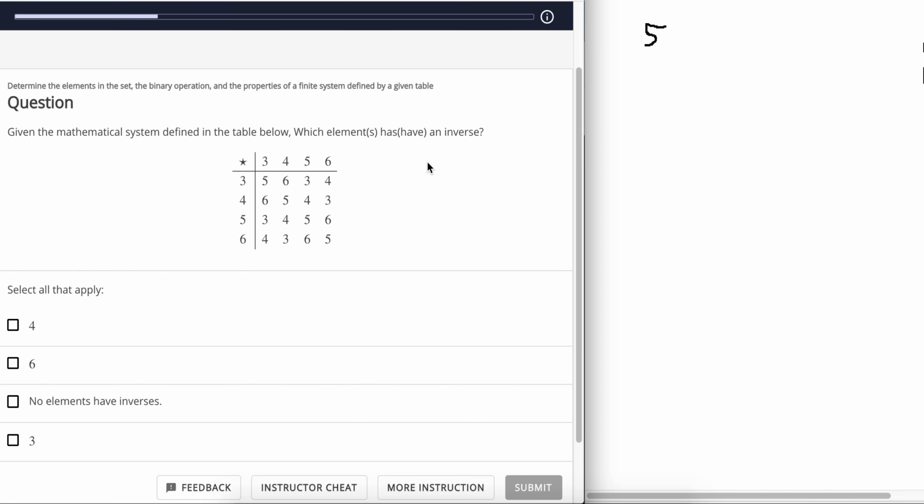Okay, so which elements have an inverse? If two elements are inverses of one another, you should be able to perform the operation on them and get the identity element. You should be able to get 5. So 3 paired with 3 gives us 5. 4 paired with 4 gives us 5. 5 paired with 5 gives us 5. Let me think about this here.